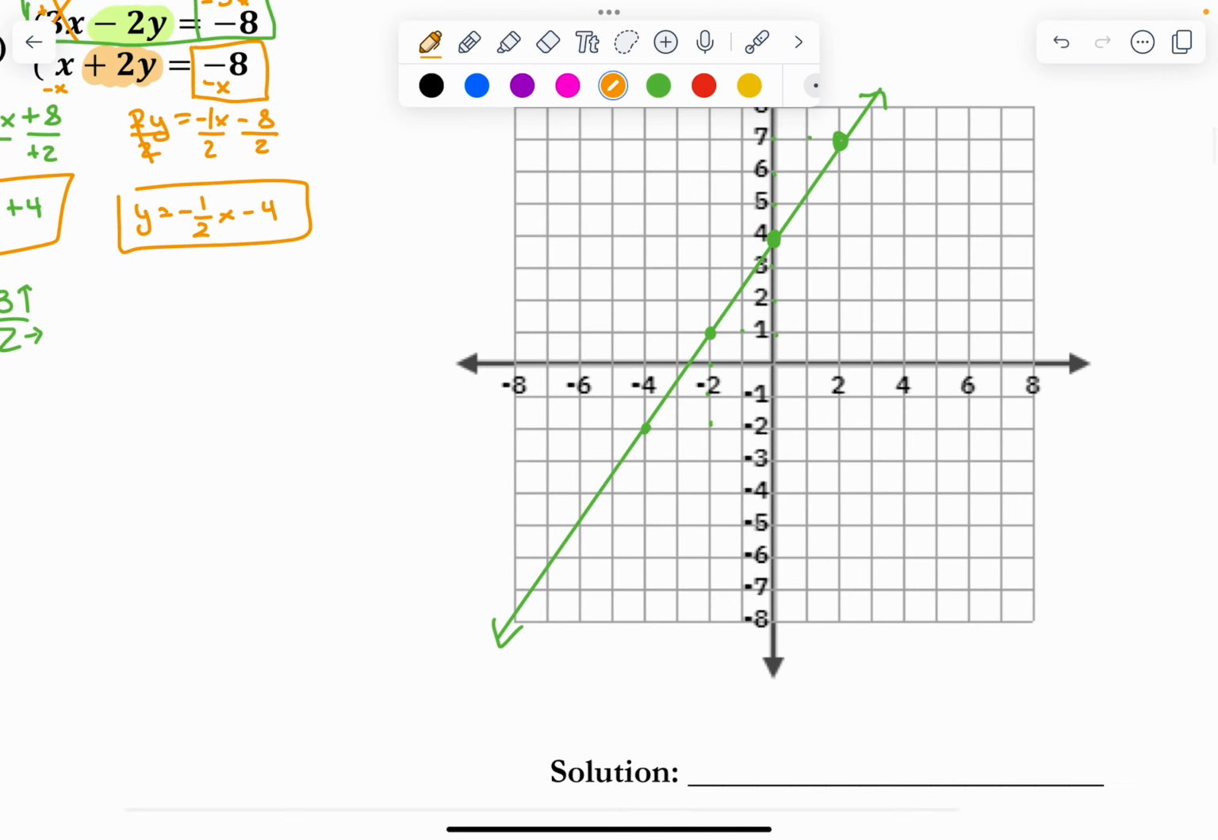Here, my y-intercept is -4. My slope is -1/2, so that means down and to the right. But notice, if I keep going to the right, I'm never going to hit the green line. So I have to invert this and go up and to the left, right? Instead of going down, I'm going up. Instead of going to the right, I'm going to the left. Up 1/2, up 1, left 2. There we go. We finally hit the green line.